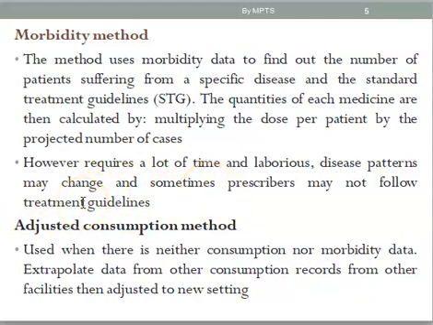Now, with the adjusted consumption method, it is used when you are starting up a facility, when you don't have either consumption data or morbidity data. So which means that you get consumption data from another facility. After that, you extrapolate based on your population.